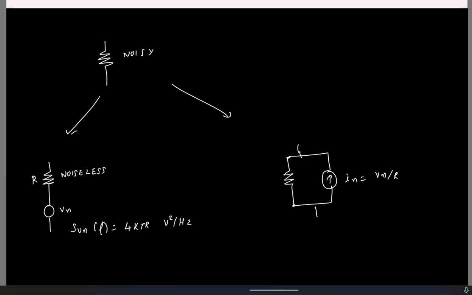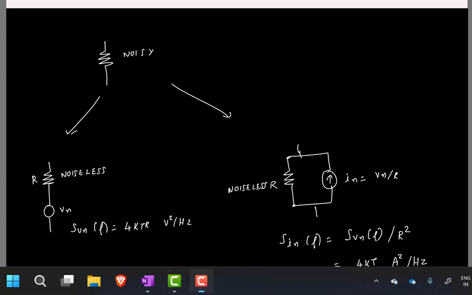And so the power spectral density of In will be the power spectral density of Vn by R square. So that will be 4 kT by R. Units will be ampere square per hertz. Again, this is all noiseless. So this is how we'll model it, and we'll see how we'll calculate noise from next class.